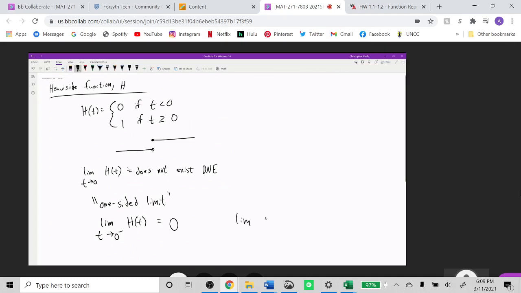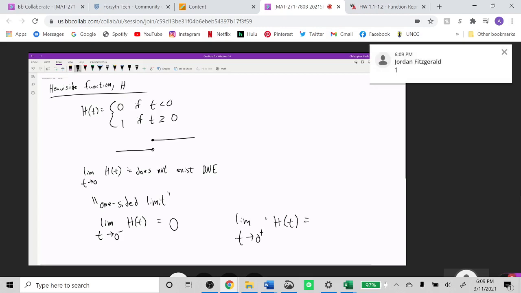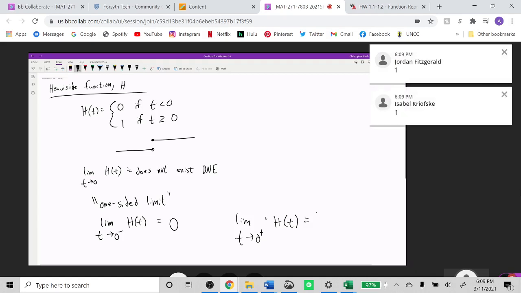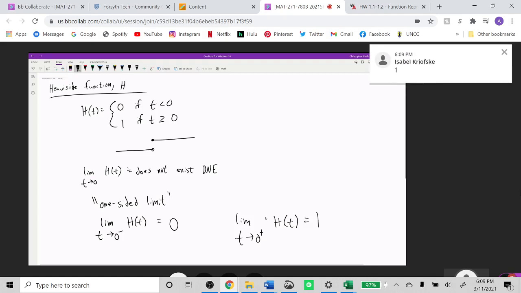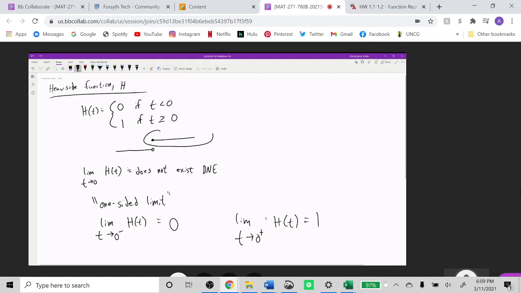Now, what's the limit as t approaches 0 from the right of h of t? This would be 1 instead, right? So if I approach t equals 0 from values that are greater than 0, then I'm looking at this branch of this piecewise function. And as my t values get really close to 0, my y values are getting close to 1. Does this make sense?